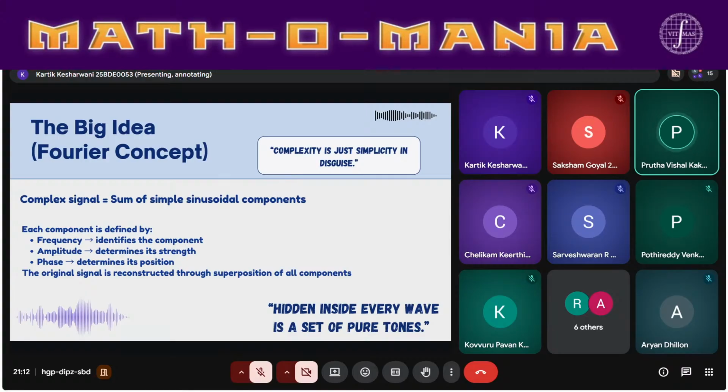Fourier analysis is the tool that allows us to move from the time domain to the frequency domain. It transforms the signal into a completely different representation, one that often makes hidden patterns much easier to see. You can think of this transformation as changing your perspective.